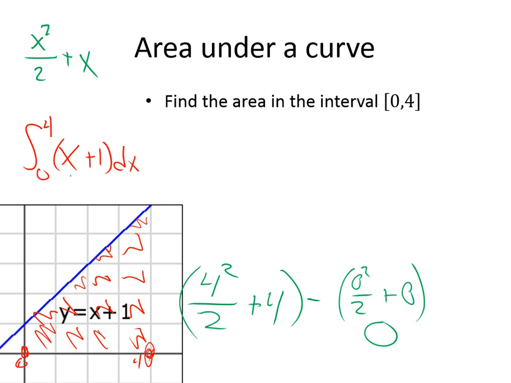This gets us 0. The next one, 16 over 2 is 8. 8 plus 4 is 12. 12 minus 0 is 12. So as you see, we still get our 12, and that's our area under the curve. So what the integral does is it helps us find the area underneath a curve.